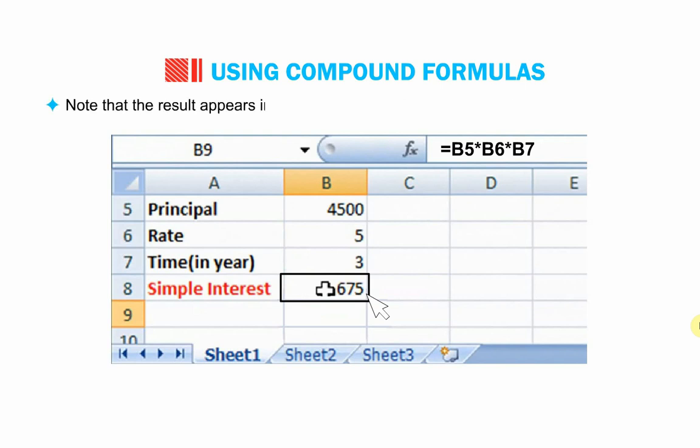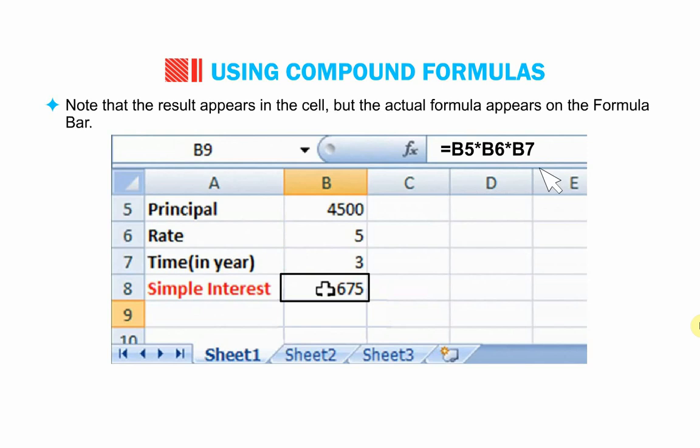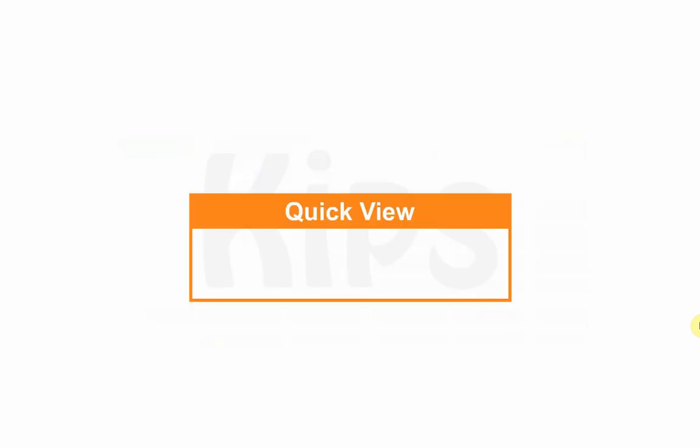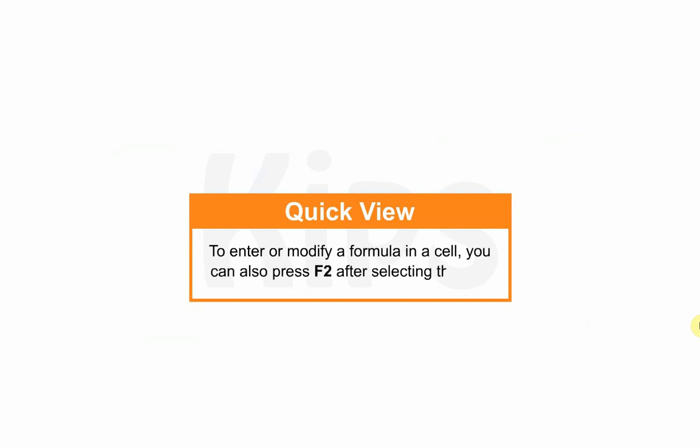Note that the result appears in the cell, but the actual formula appears on the formula bar. Okay students, to quickly enter or modify a formula in a cell, you can also press F2 after selecting the cell.